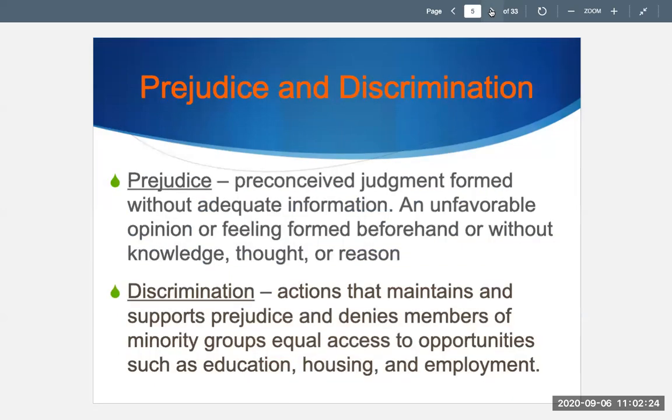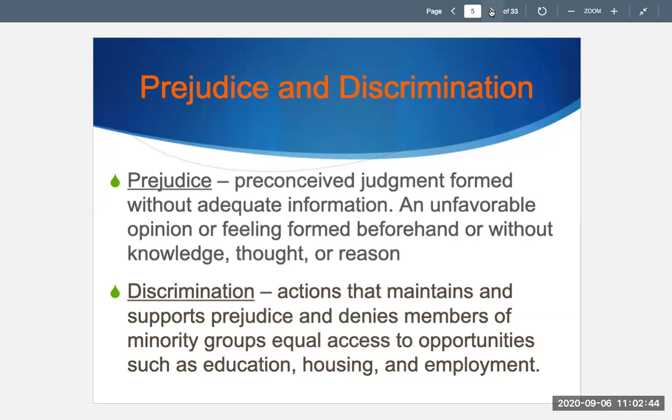Continuing with some definitions of terms. These are probably terms that you've heard before. And I think the key that I want you to get out of this is I really want you to understand the definition, and then I want you to understand the relationship between the concepts. So the first one that we're going to take a look at is what's referred to as prejudice.